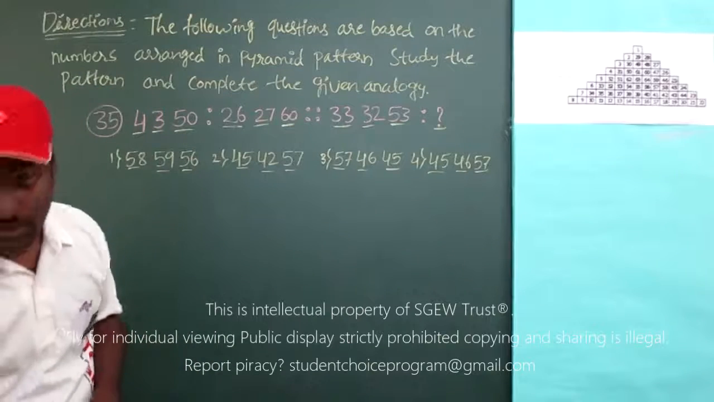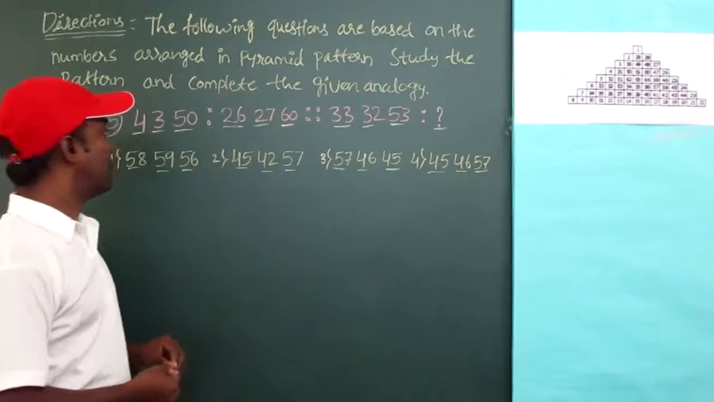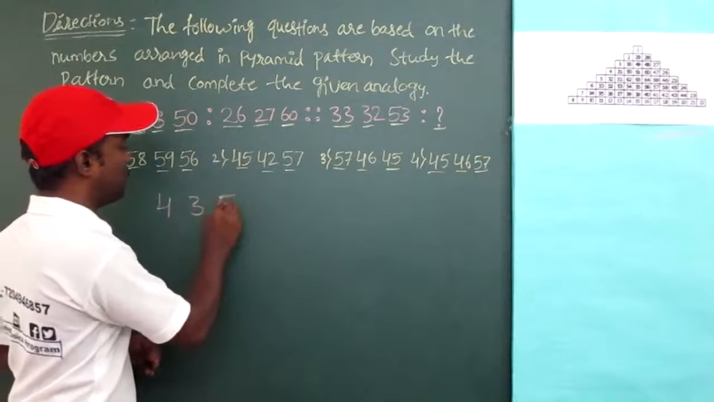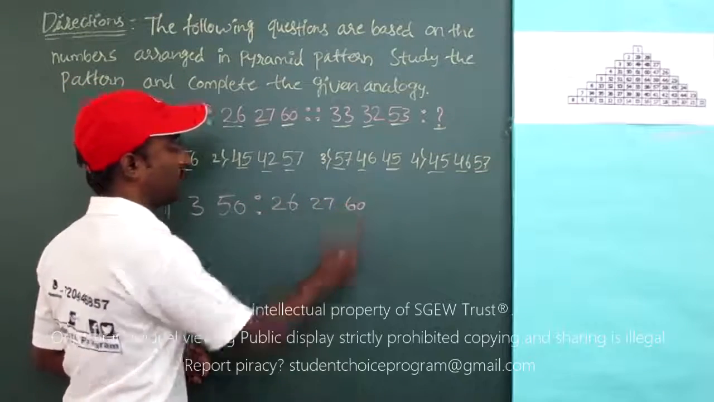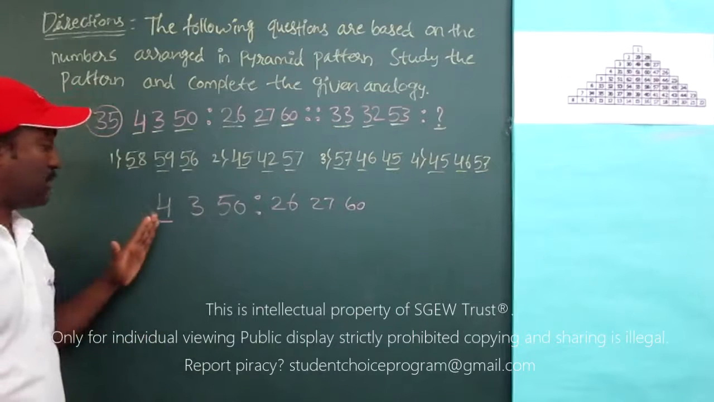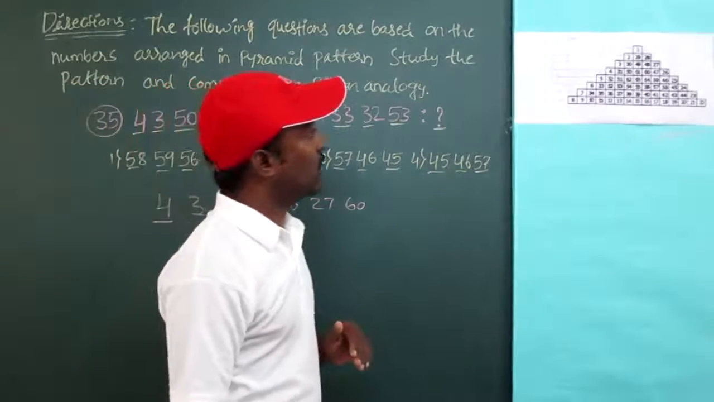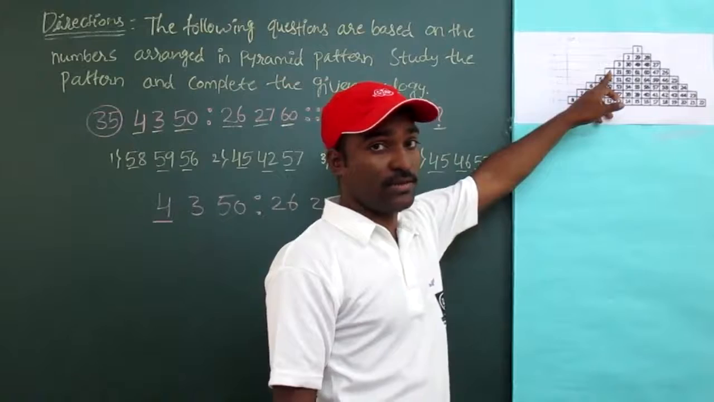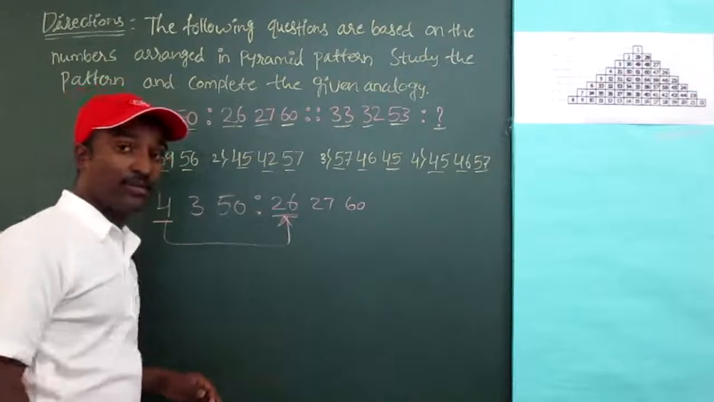Those who have not got the answer for this question, I will solve this. Watch the video carefully. Consider the given question, that is 4, 3, 50 colon 26, 27, 60. These are the given numbers. I am having here 4. Let us see where this 4 is located in the pyramid. If you observe row number 5, you can see 4. And this 4 is modified as 26.